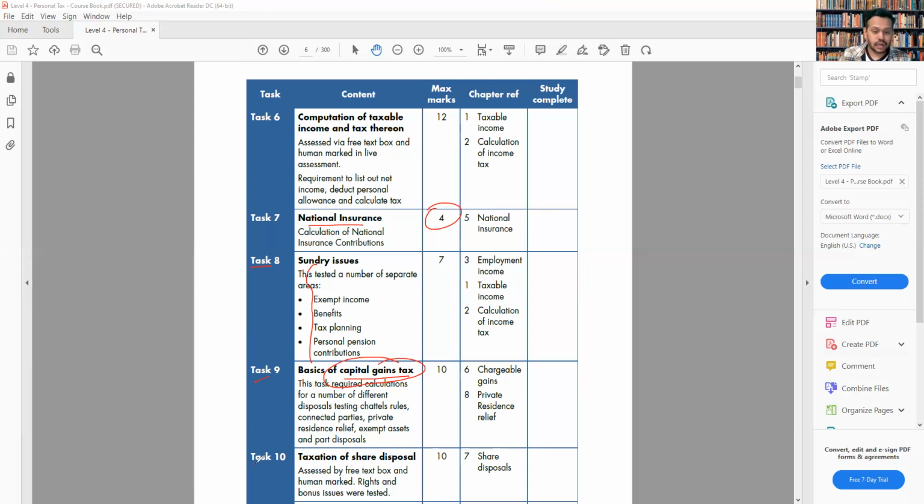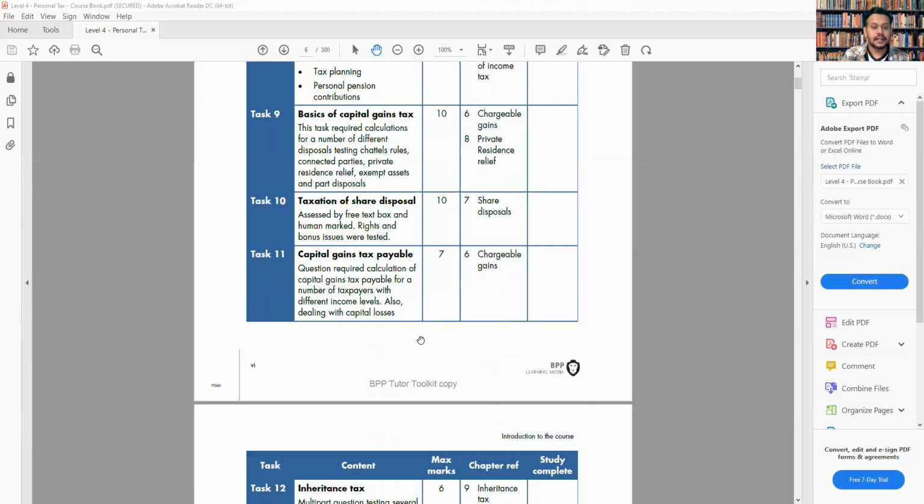Task 10, taxation on share disposal. This is one of the questions, it will be your last task, or sometimes task number 10. This is when you buy a share and sell. Obviously the treatment for shares is a little bit different for capital gains tax. So when we buy and sell something, if we make a gain, we have to pay the tax. If it is an asset, the treatment is different. If it is a share, the treatment is a little bit different. So you need to know how it works.